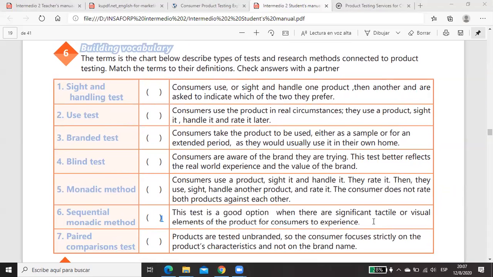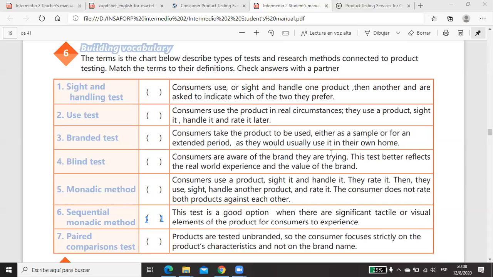So let me ask you, what type of products can we test using this type of product testing? Any ideas? What type of products can you test through sight and handling test? Anybody? We need significant tactile or visual elements. So what kind of products have a lot of visual and tactile information, physical? Cell phone, maybe. Yes. A cell phone. Yeah.